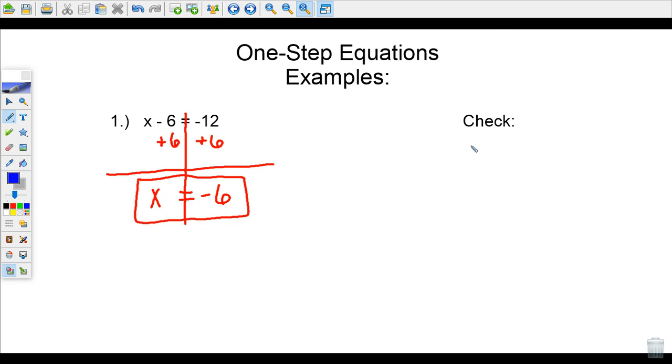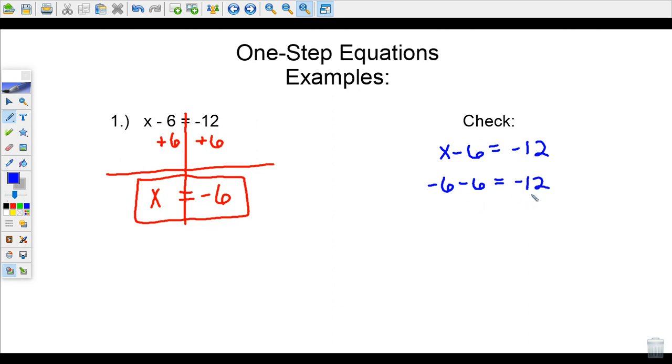So check, we use the original equation. x minus 6 equals negative 12. And I'm going to actually plug my solution in for x. So where I see x, my solution told me that x was negative 6. So instead of x right here, I'm going to write negative 6. Everything else I'm just going to copy down. So copy down minus 6, copy down my equal sign, copy down the negative 12.